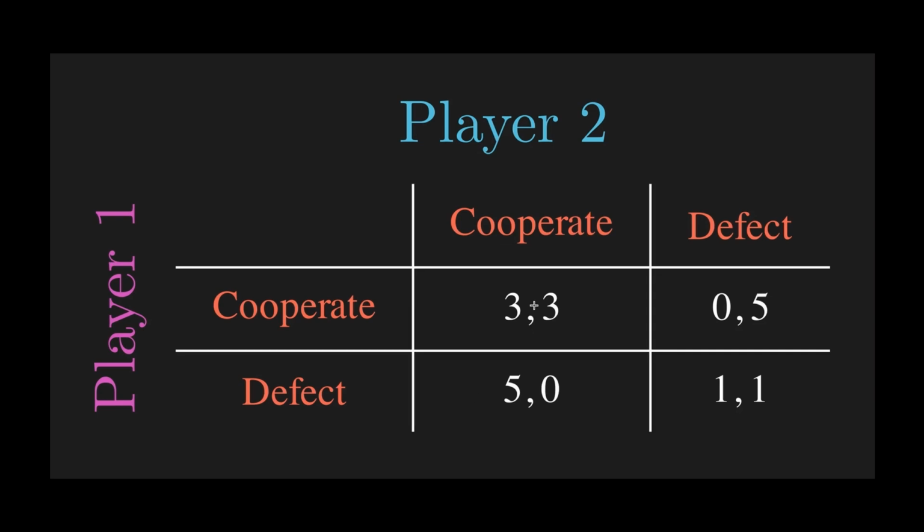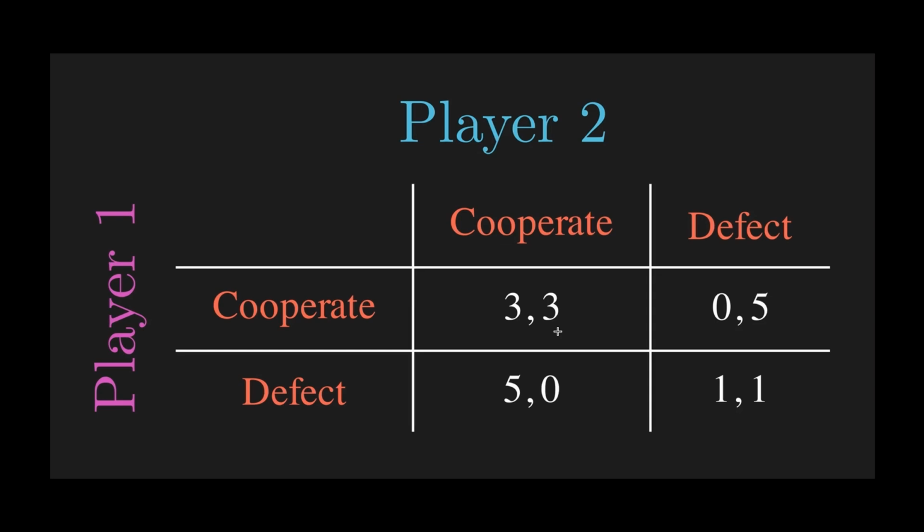So if player one chooses to cooperate and player two also chooses to cooperate, then player one gets a payoff of 3, represented by the first entry, and player two gets a payoff of 3, represented by the second entry. The first entry corresponds with player one, and player two's payoff is the second, which is just handy notation.